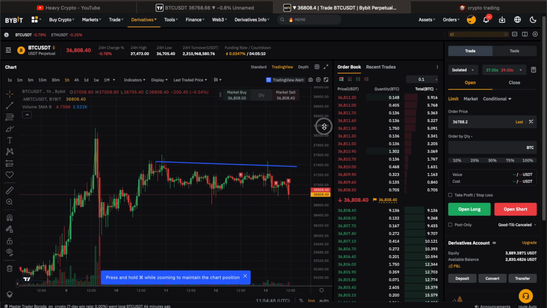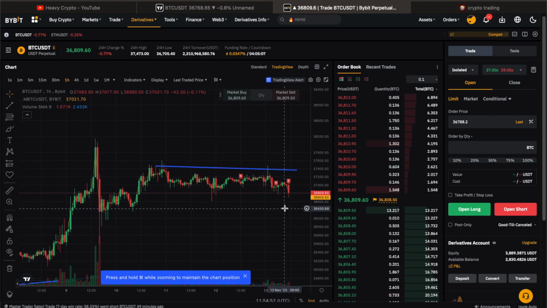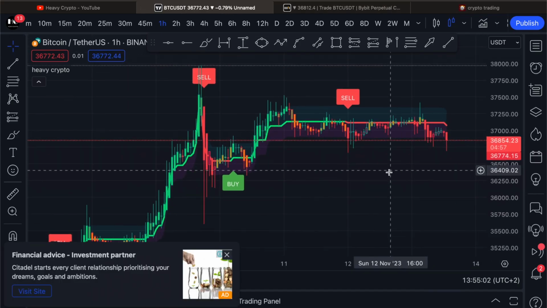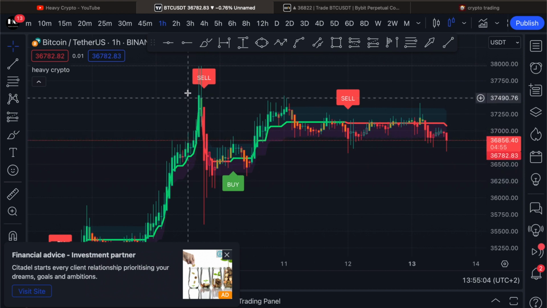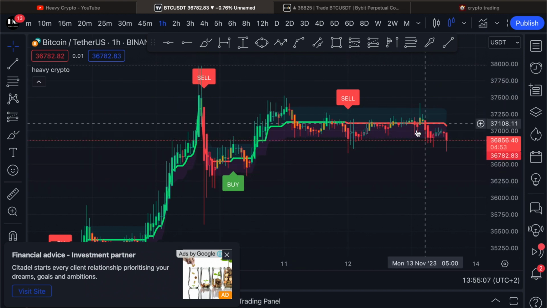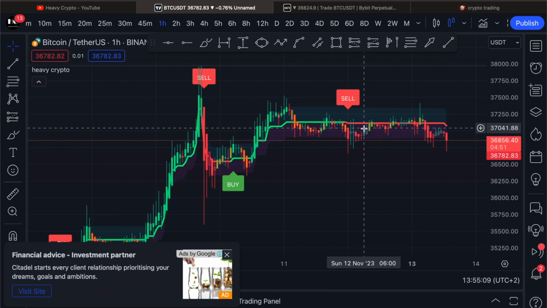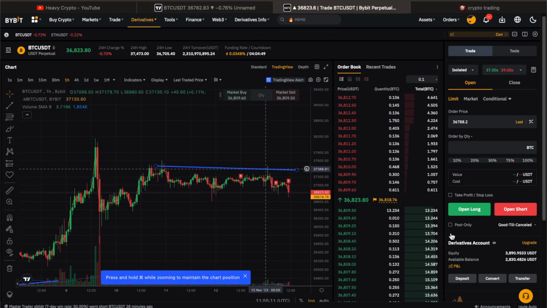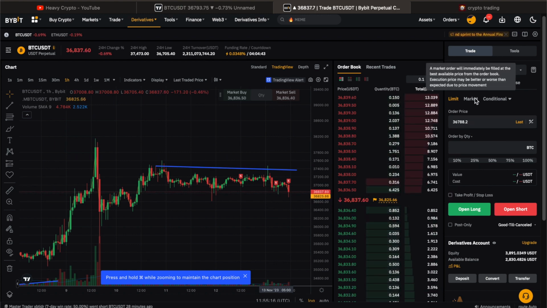So for example, right now, as you can see, the price is kind of going down, and if you want to know more about price action and stuff like that, I use Heavy Crypto and Heavy Crypto tools. The Heavy Crypto indicator simply tells you when it's a good time to buy and when it's a good time to sell. As you can see right now, this indicator is telling me that it's a good time to sell. That's why I'm willing to place a trade. So it's up to me to decide whether to use a market order or limit order.